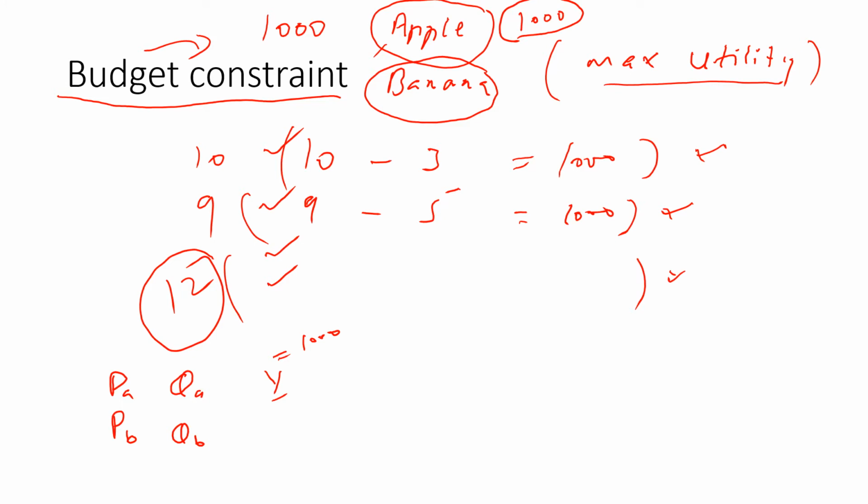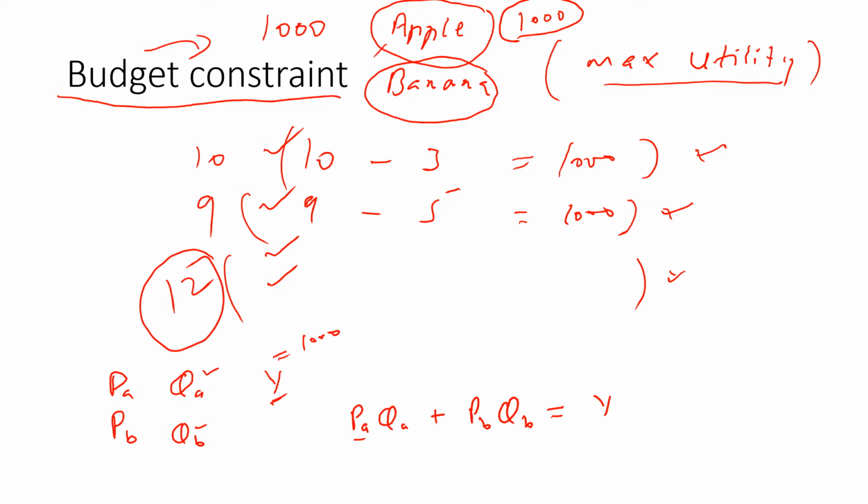He will consume apple and banana in such a way that he exhausts his entire budget Y. Then we can write this mathematically as PA into QA plus PB into QB, that is equal to the entire budget Y.